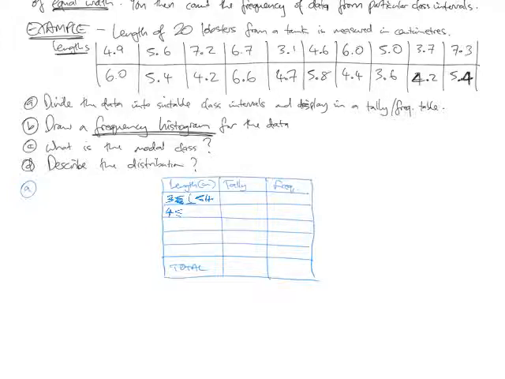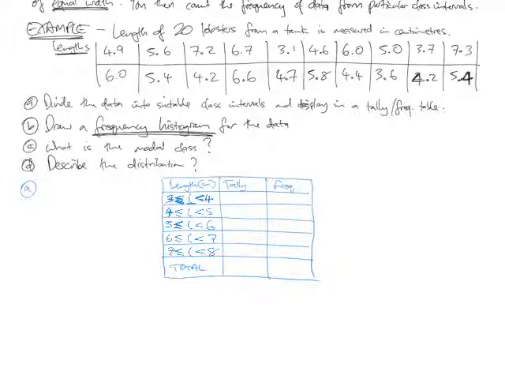And then 4 is included in the next interval, 4 less than or equal to length, less than 5. So 5 is not included in this interval. 5 is included in the third class interval, 5 less than or equal to length, less than 6, then 6 less than or equal to 7, 7 less than or equal to 8. So there are our 5 class intervals.